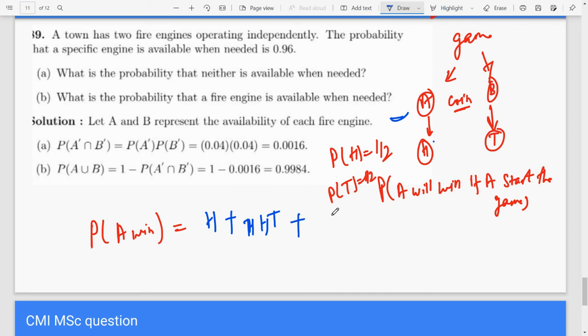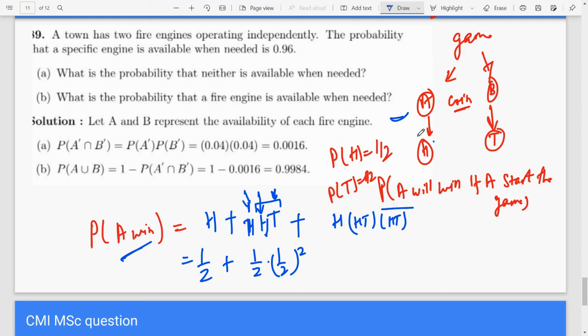In the third chance, this is 1/2 into (1/2)^2. This represents A throws the coin and it's a tail, so A loses the chance. The chance goes to B, who throws the coin; since we are talking about A winning, B has to lose, so B's throw is a tail. Then the chance goes again to A and it's a head. That's 1/2 into 1/2 into 1/2. Again the chance can be: first A loses, B also loses, again A loses, B also loses, then again A wins. This means 1/2 into (1/2)^4, and this goes on.